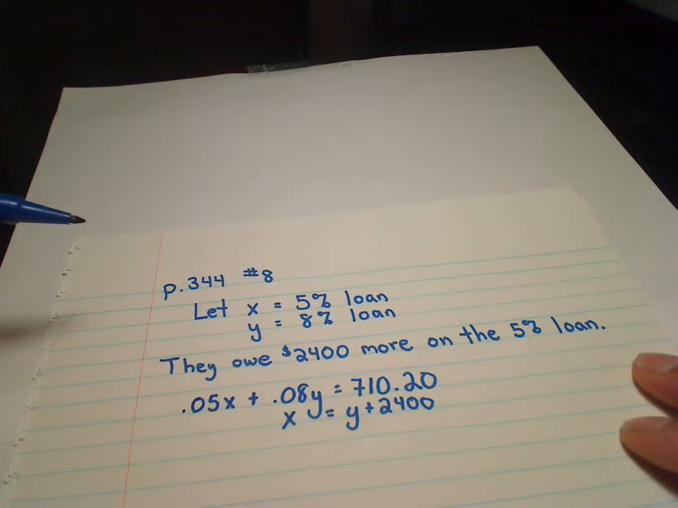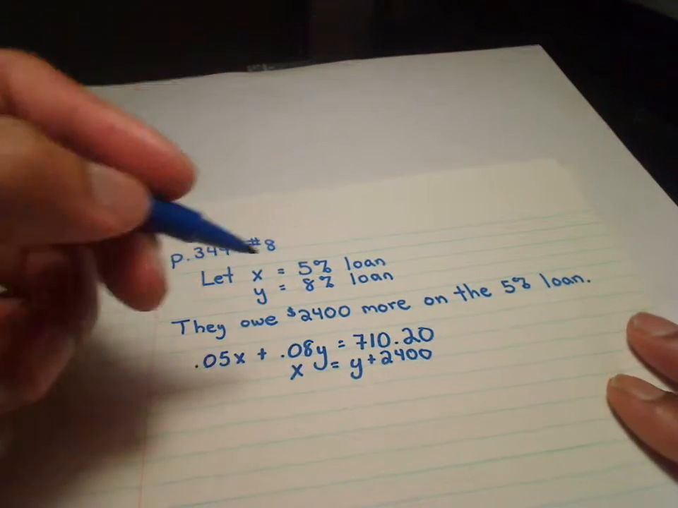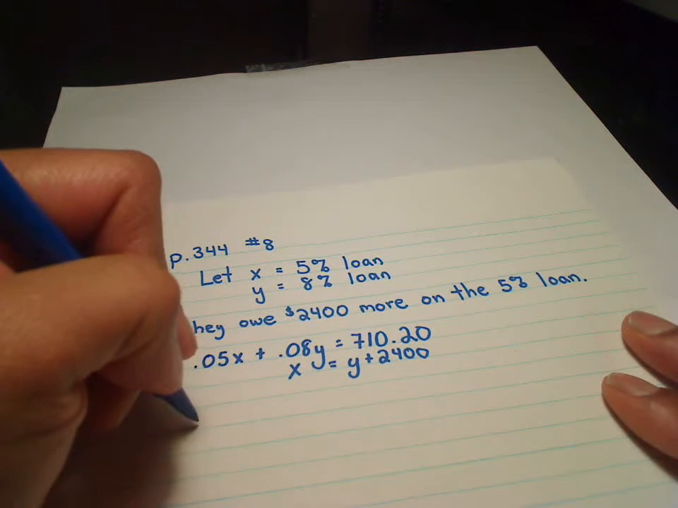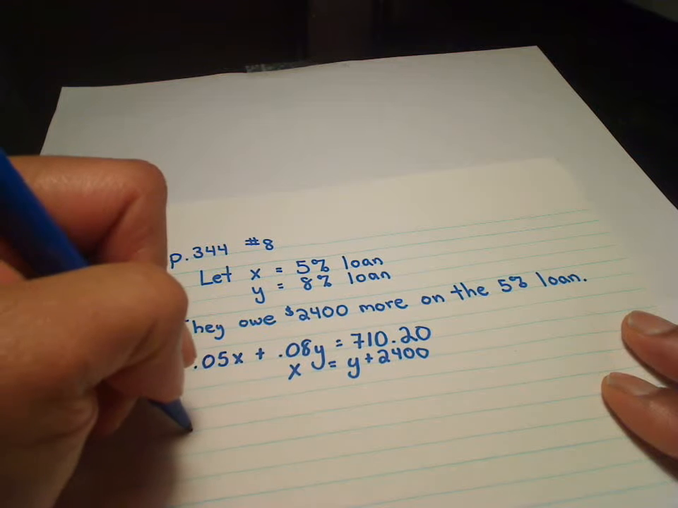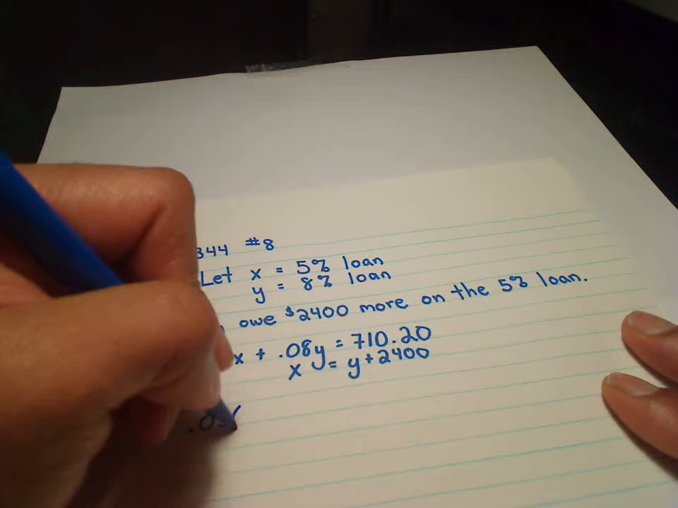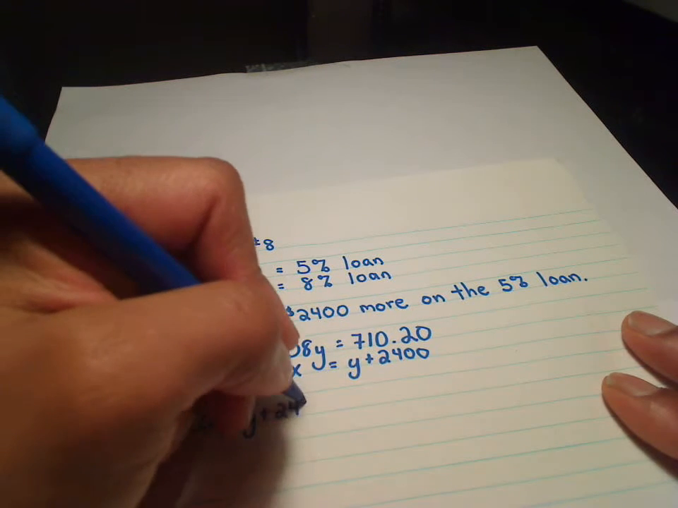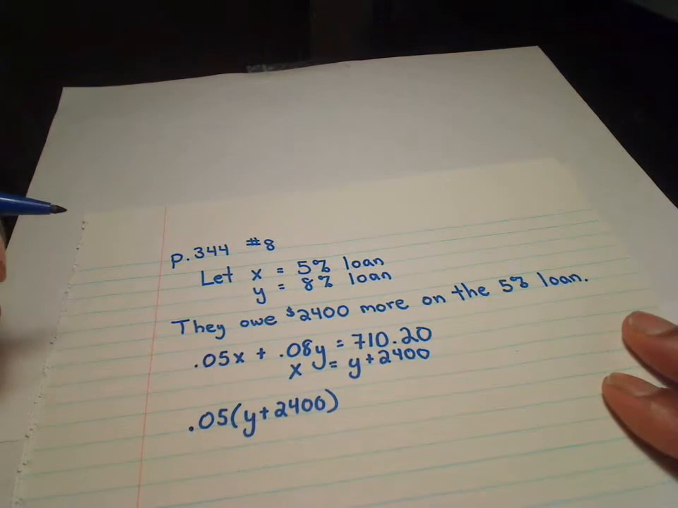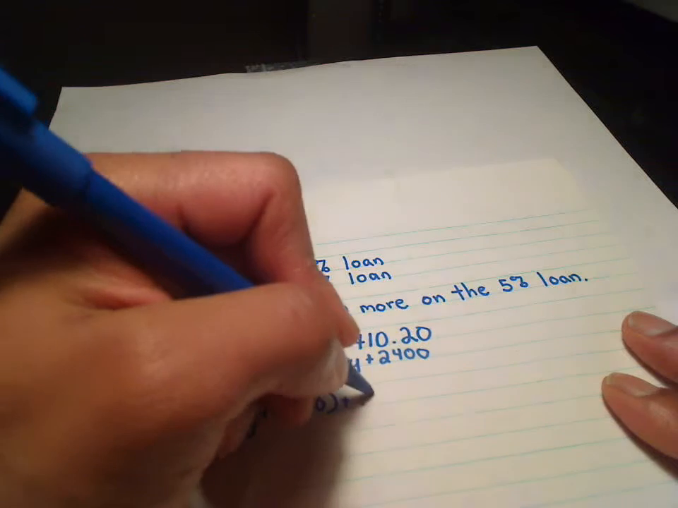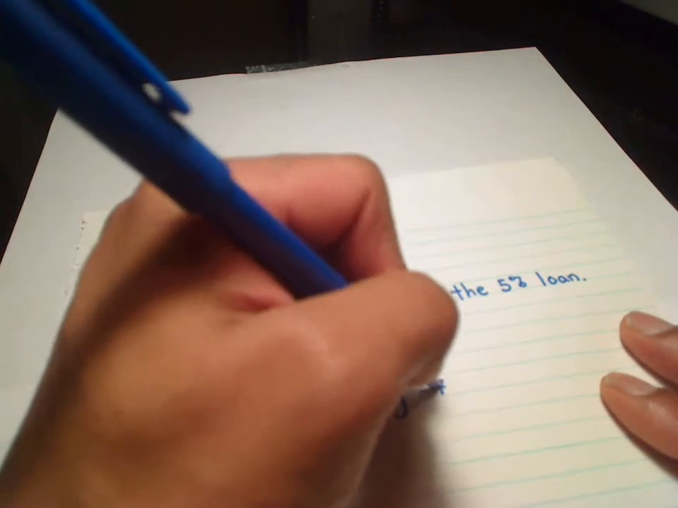Now, with the way this problem is set up, I will just go ahead and use the substitution method, which I'll follow through here. So I'm going to substitute. I have 0.05, and in place of x I substitute y plus 2,400, plus my second loan, 0.08y, equals the interest.